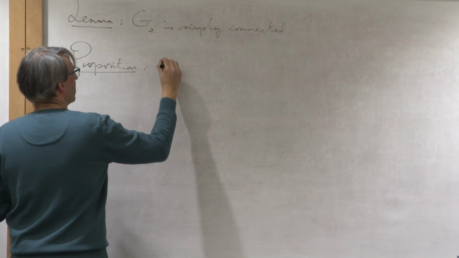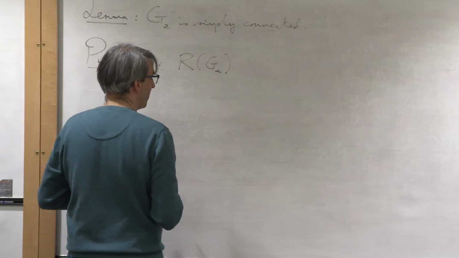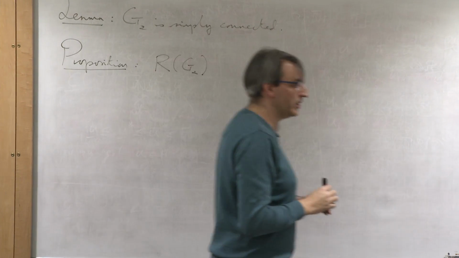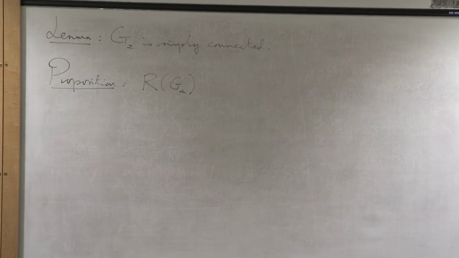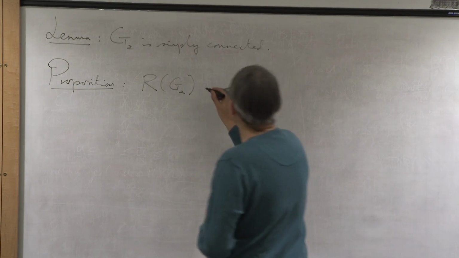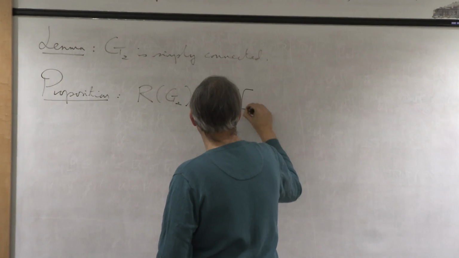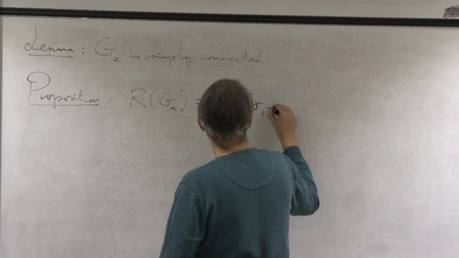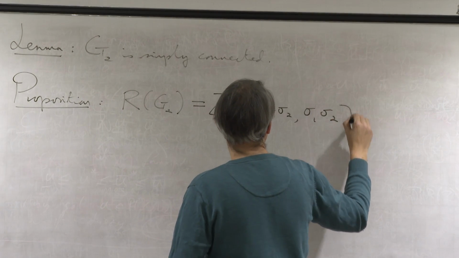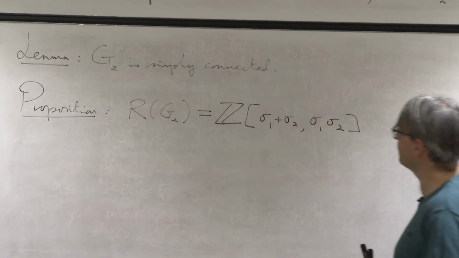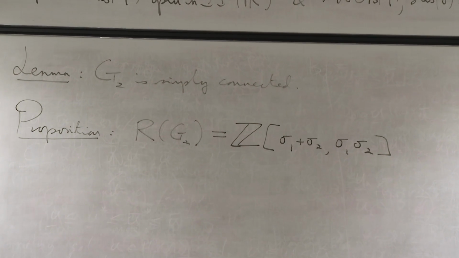And that's the following proposition, which says that the representation ring of G2 is the integer combinations of sigma 1 plus sigma 2 and sigma 1 sigma 2, where these are the elementary symmetric polynomials. Okay.